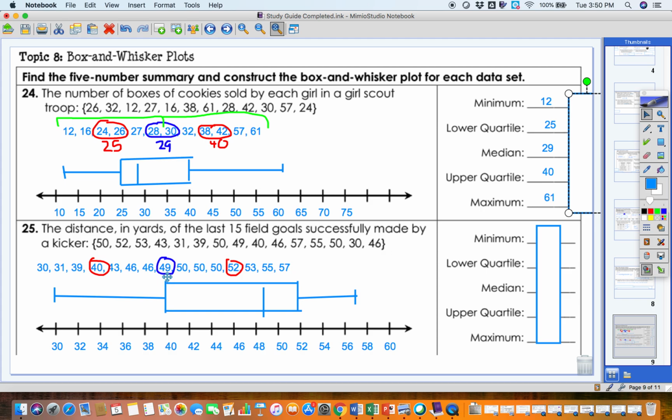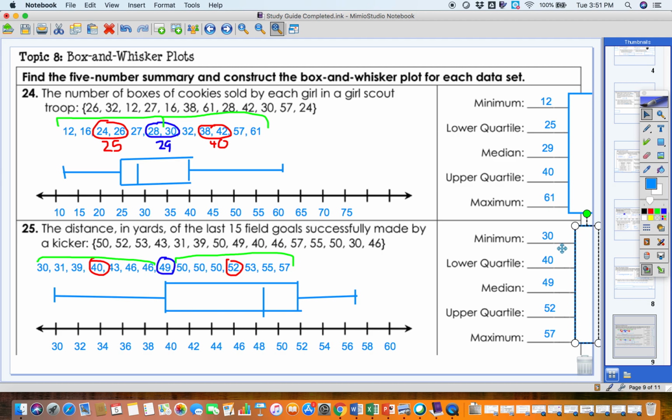When I just have the one median value, I do not use it to find my lower quartile and my upper quartile. So here I'm just looking at 30 to 46, and on my upper quartile I'm looking at 50 to 57. So 40 is my middle data point here, so it's the median of my lower data points. And 52 is the median of my upper data points.